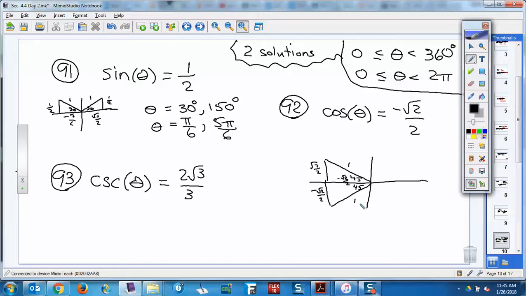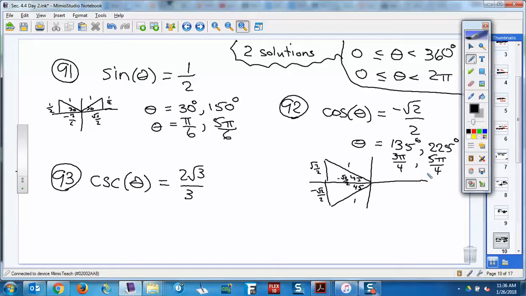So whenever we have our special triangles, we think of these relationships. So the x here is negative root 2 over 2. So what two angles are those? This would be 135, and this one would be 225. Okay? And then in radians, this would be 1 pi fourth, 2 pi fourths, that'd be 3 pi fourths, 4 pi fourths, 5 pi fourths. Would be the two answers.